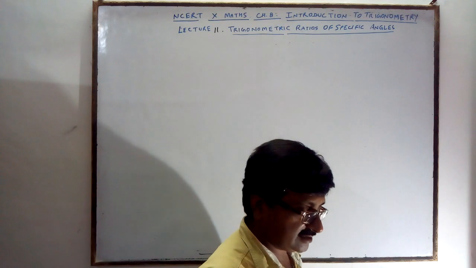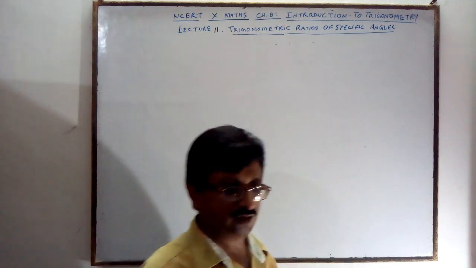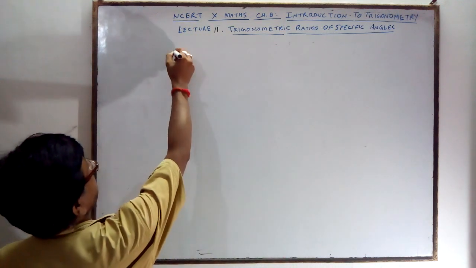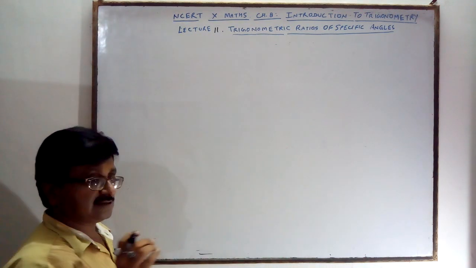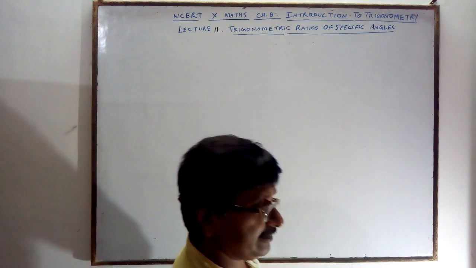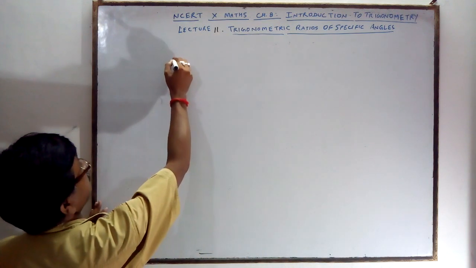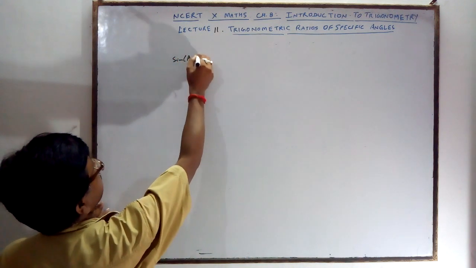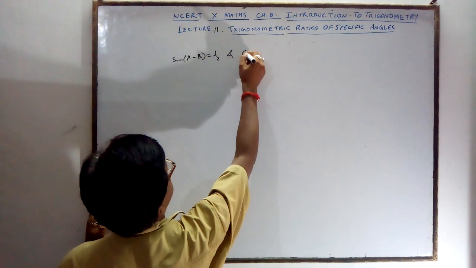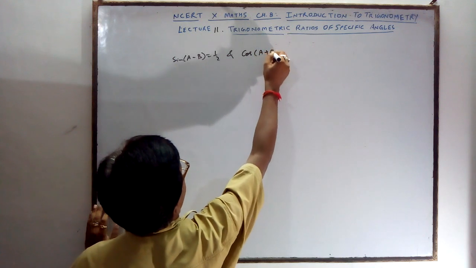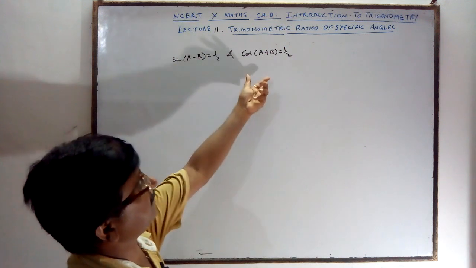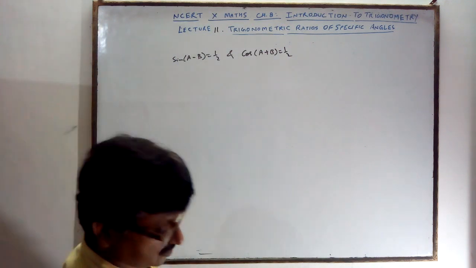Trigonometric ratios, some values given for 30 degree, 45 degree, 60 degree. Today, one more example I am giving you, combining two. Sin A minus B is equal to half and cos A plus B is equal to half. It is given in the book.